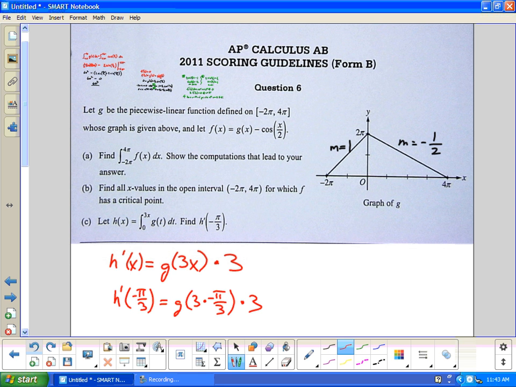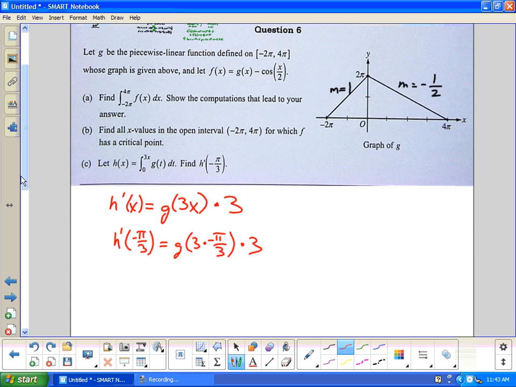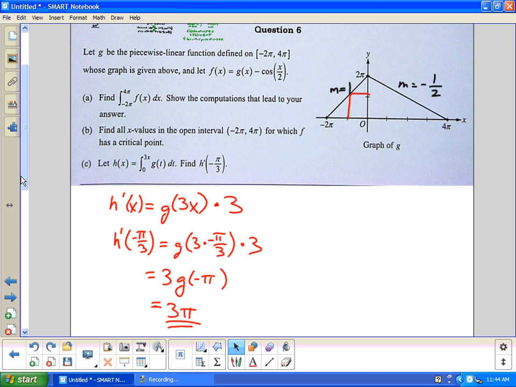30, 60, 90, 45, 45, 90. You should know those, but they're sticking to the unit circle. Everything's going to operate on the unit circle. We get 3g of negative pi is the answer. And if I go up to g here, and I look at negative pi, what value am I going to get? 1 pi. That's your 1 pi. The answer to this is 3 pi. And that's the point. And that is 2011, Form B, question 6, no calculator.